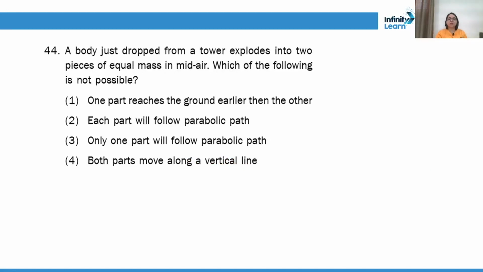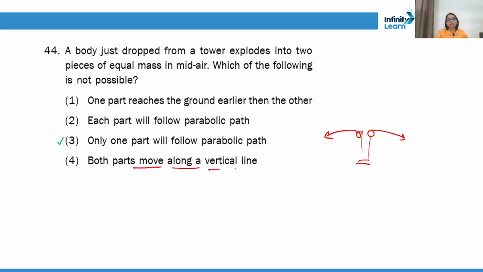Question number 44. A body just dropped from a tower explodes into two pieces of equal mass in midair. Which of the following is not possible? One part reaches the ground earlier than the other: yes, it's possible. Each part follows a parabolic path: possible. Only one part follows a parabolic path: not possible, right? If one particle goes in this direction and the other in that direction, only then is momentum conserved along the x-axis. So both particles will follow a parabolic path.